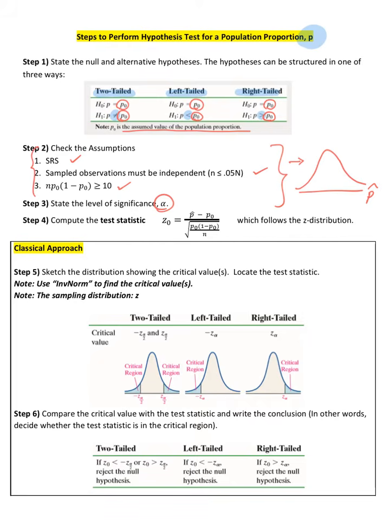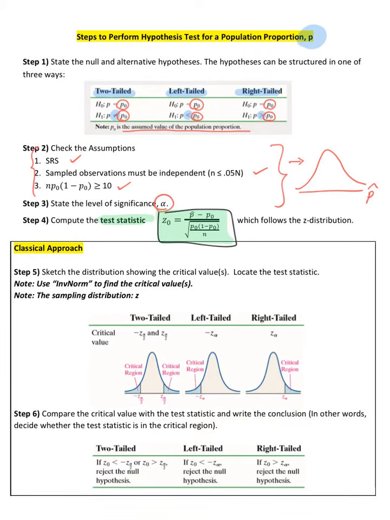Step 4, compute the test statistic. We talked about the test statistic in the first page. The formula is z naught equals p hat minus p naught, divided by the square root of p naught times 1 minus p naught, divided by n. We're going to use this formula to determine how many standard deviations there are between the value in the null hypothesis and the sample statistic, right?